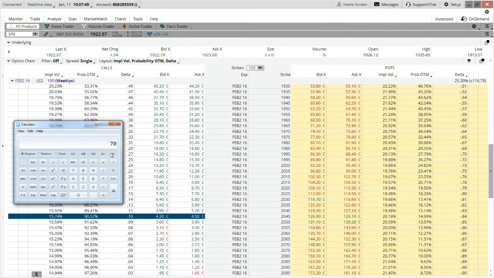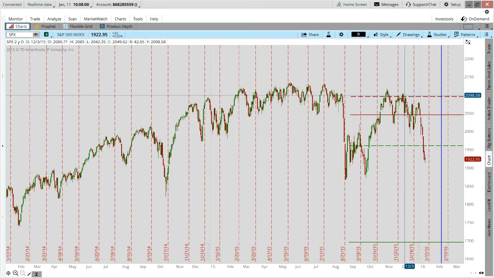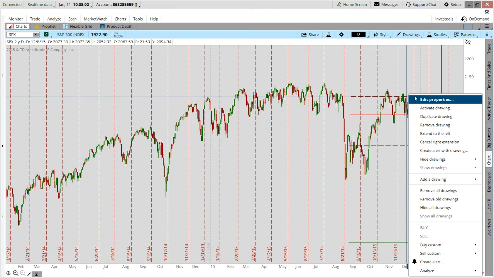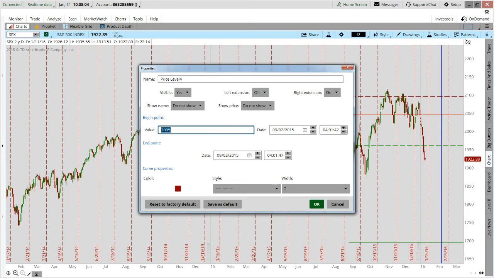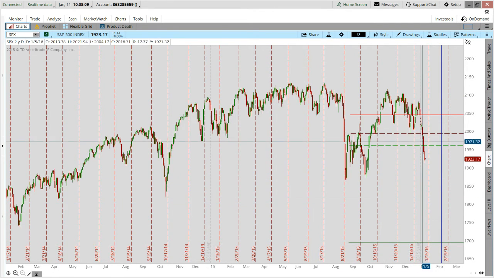Okay, so let's tack on 70 points. We're going to add 70 points to where we're currently trading. We're currently trading at 1923. So let's add that. So 1993, it was a good year, right? 1993 is about where we would have a 70% probability in our short call strike price. So that's our dashed red line there.